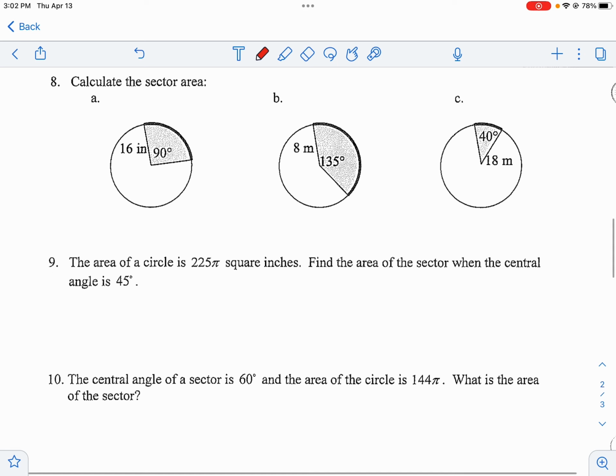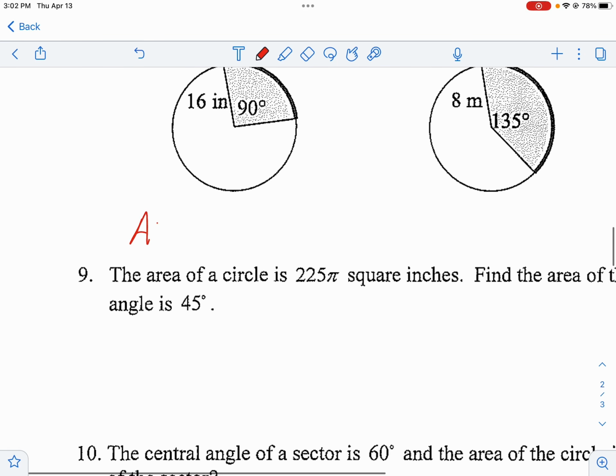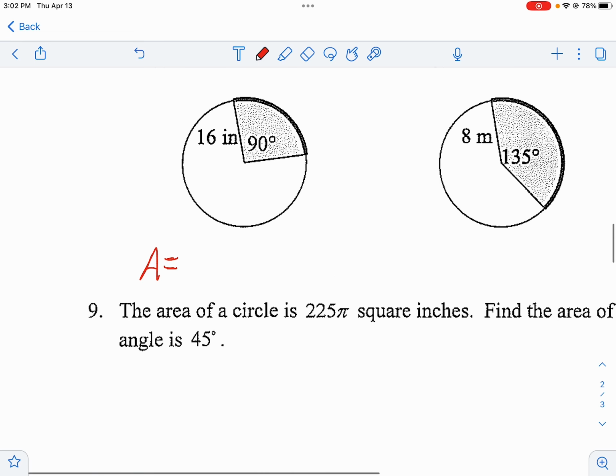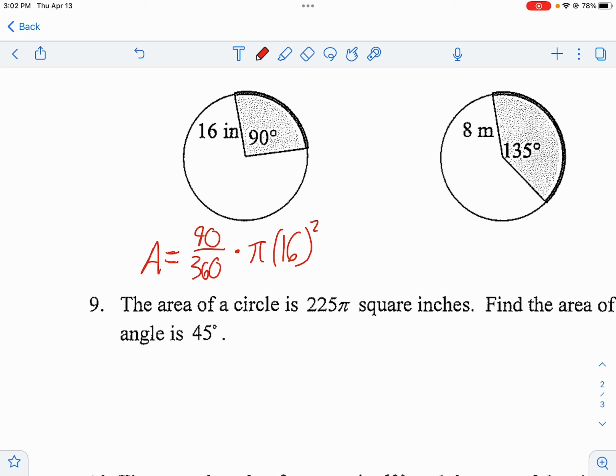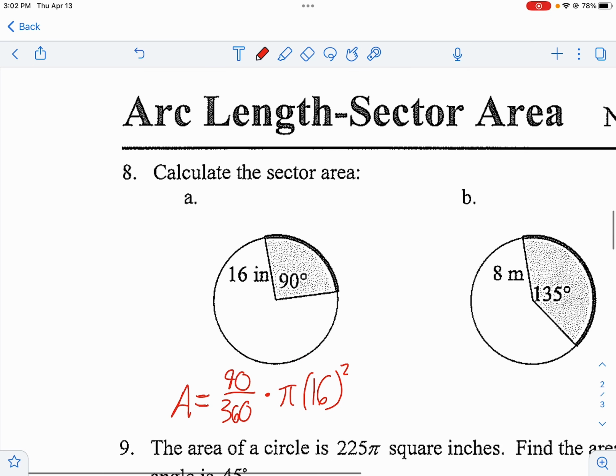All right, sector area. Here we go. Area is equal to, not a length anymore, but an area, right? This is like a whole piece of the pizza, not just the crust. 90 over 360 times pi r squared. Remember, you're using a fraction of the area instead of the fraction of the circumference. We're going to use pi r squared instead of 2 pi r. Pi times 16 squared. 16 squared is 256. So 256 divided by 4, because 90 over 360 is about a fourth, is 64 pi. So our answer is 64 pi, or what is 64 pi? 201.1, and that's in inches.